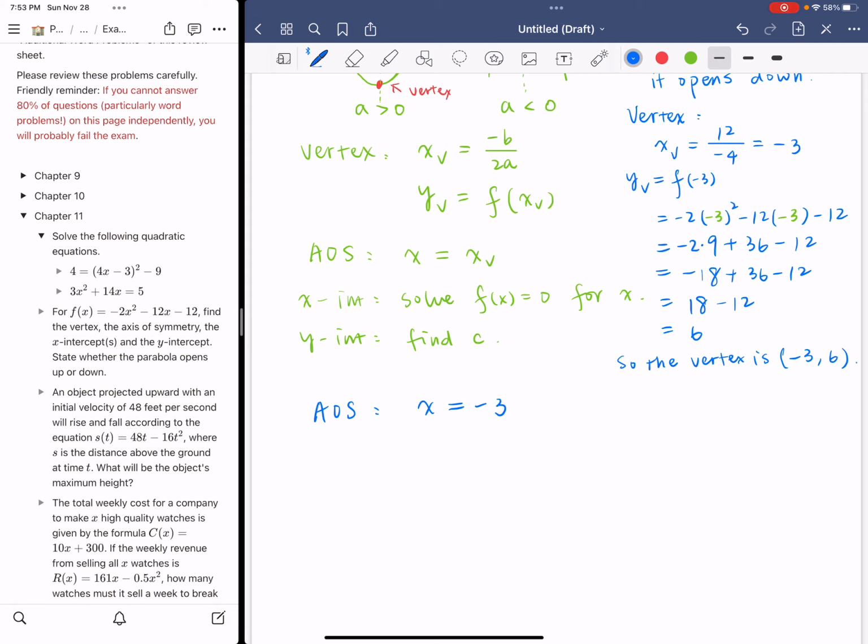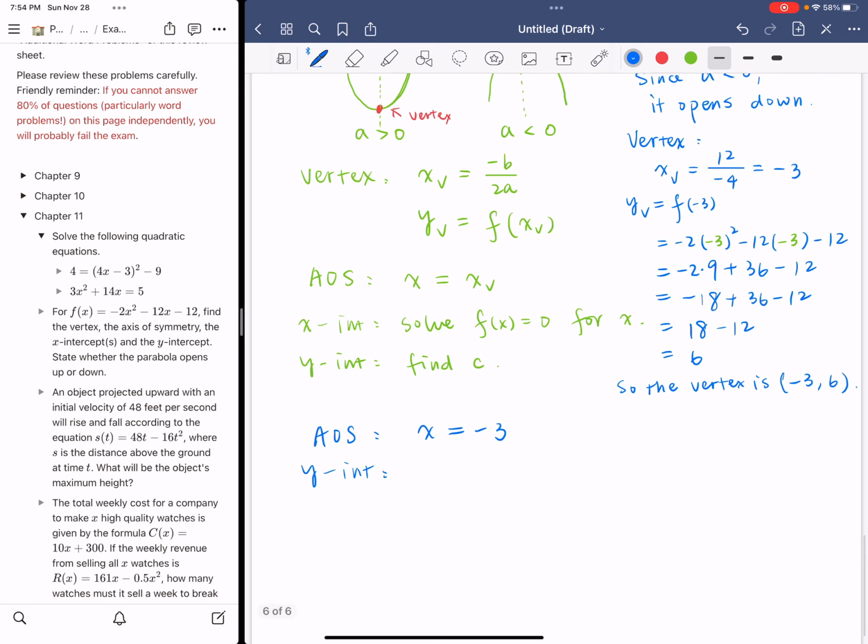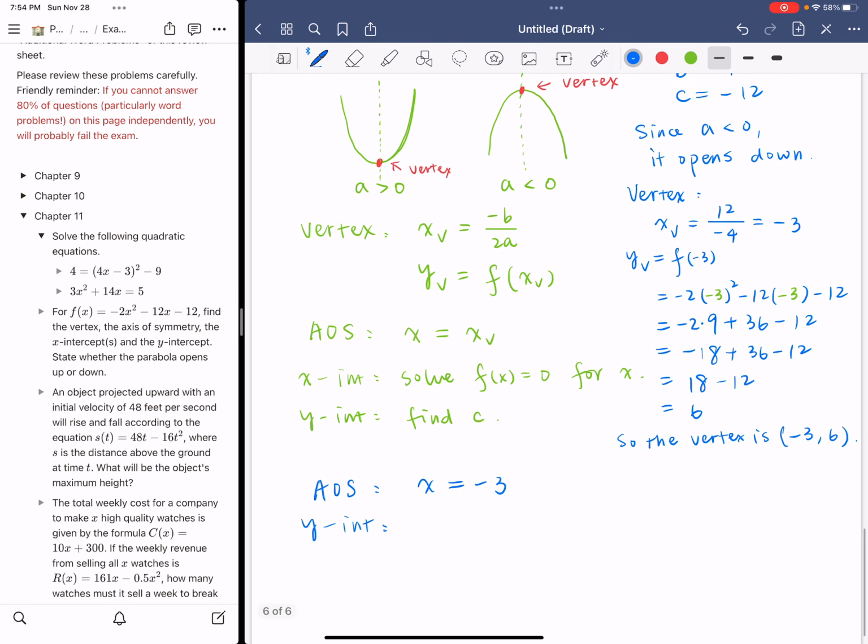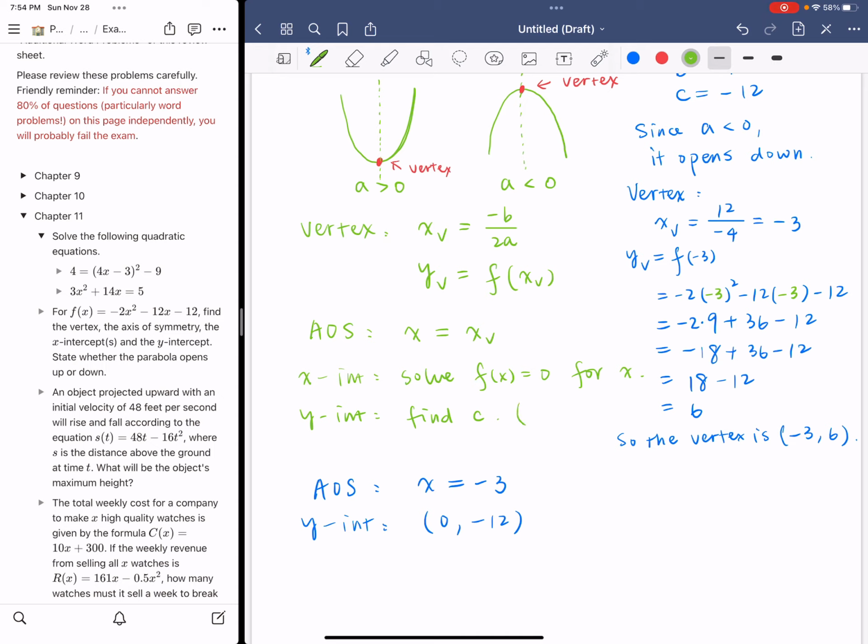So that would be the axis of symmetry. And then finally, we have our x-intercept and y-intercept. We could do the y-intercept first because the y-intercept is easy. The y-intercept is just going to be c. So let's check out c. Our c is negative 12. Therefore, our y-intercept is going to be 0, comma, negative 12. And by the way, the coordinate form will be 0, comma, c for the y-intercept.